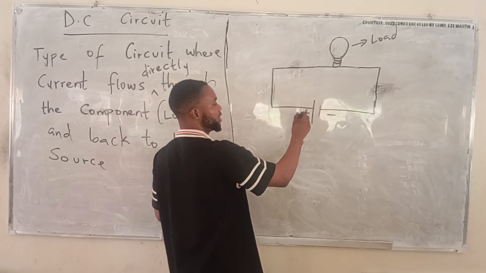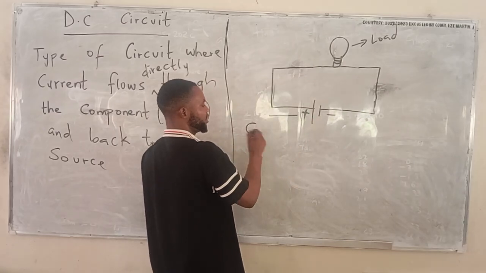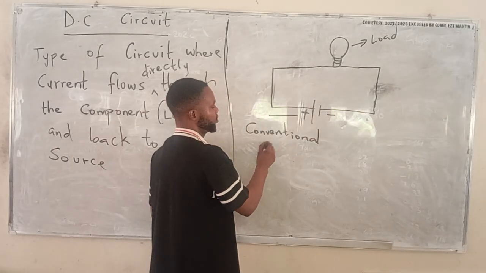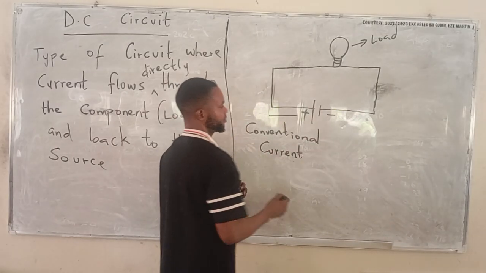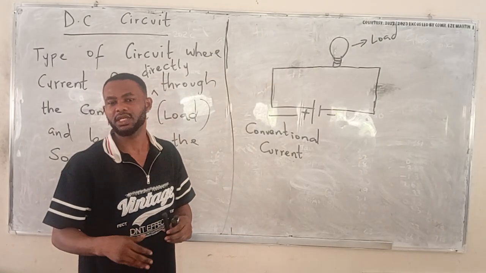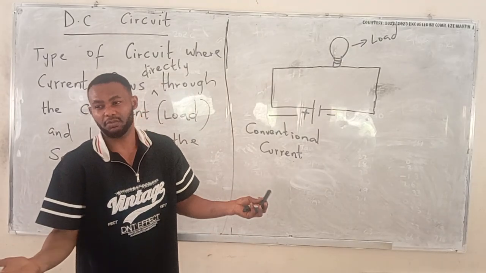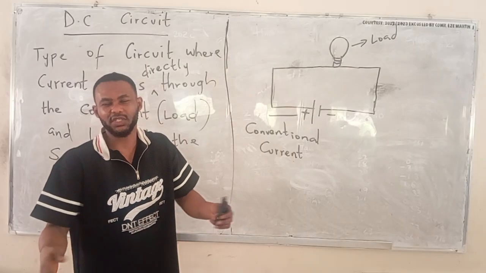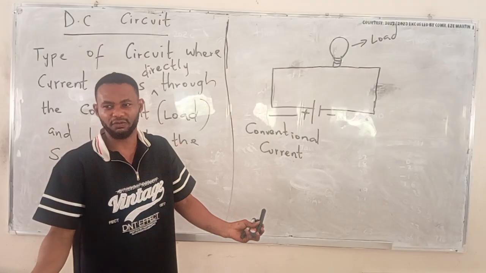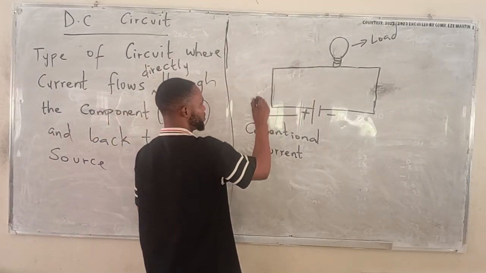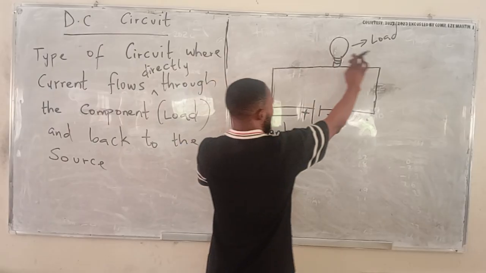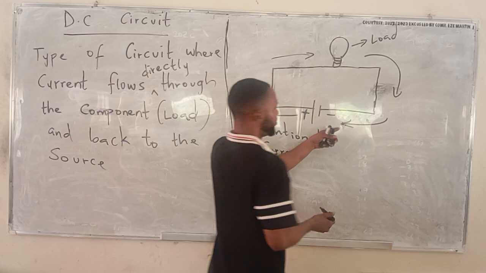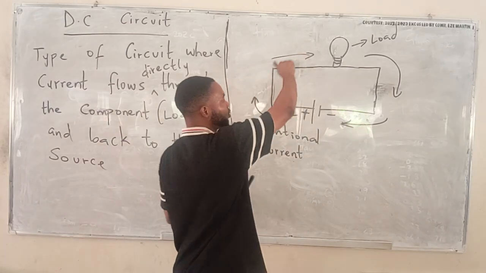What we are saying is that DC circuit is simply the type where current, we call this conventional current, because in this part of physics you now come to know the truths. Convention simply means something you are used to, a way of doing something that has been considered normal. Even if it's not really proper, you just say, since others are doing it, let's do the same. So we say that current flows like this, it moves and goes back to the source.